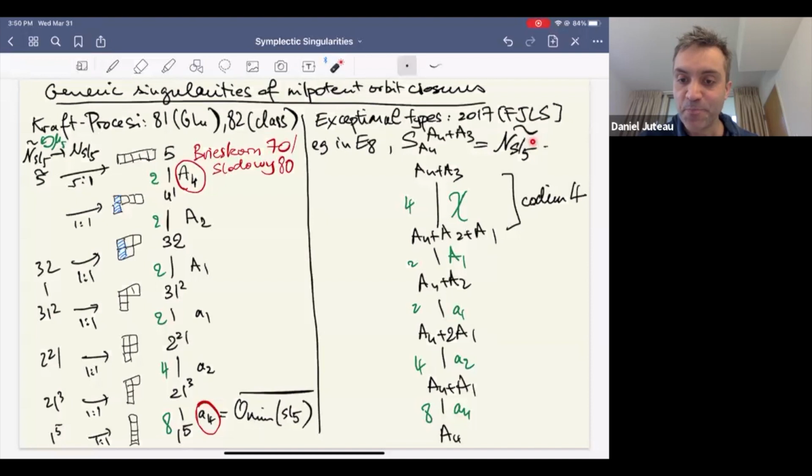So the regular orbit in SL5 has a fundamental group, which is mu 5. Then you can take the universal cover and you look at the functions on this cover and you take the Spec of that. That's like an affinization of this cover. And then you have a ramified cover of the whole nilpotent cone. And it's 5 to 1 on the regular nilpotent orbit. And then already at the subregular orbit, it's already 1 to 1. And so this A4 singularity is just C2 divided by mu 5.